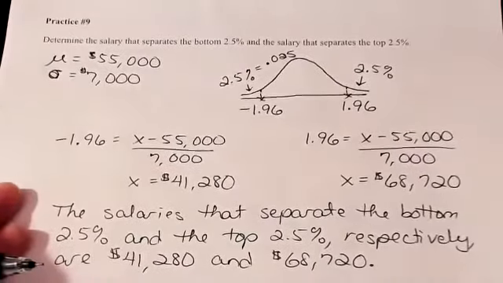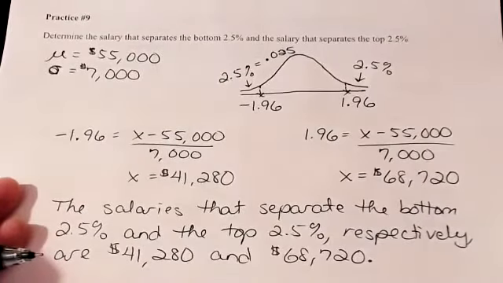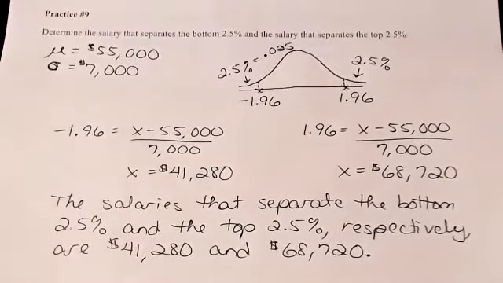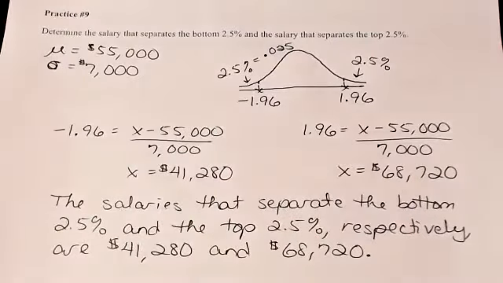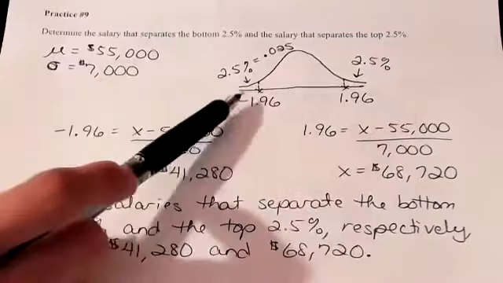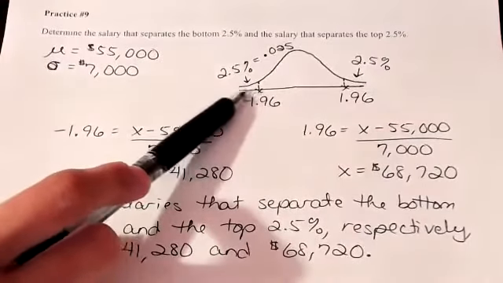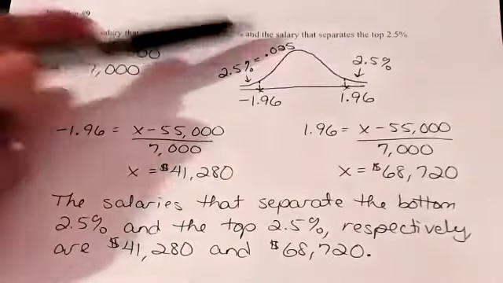We were given the mean and the standard deviation, and we wanted to find the salary that separates the bottom 2.5% and the salary that separates the top 2.5%. What we want to start with is the lower end here, since we know that the z-score table provides the areas to the left of a z-score. So essentially, we know that the area to the left of this particular z-score is 0.025.